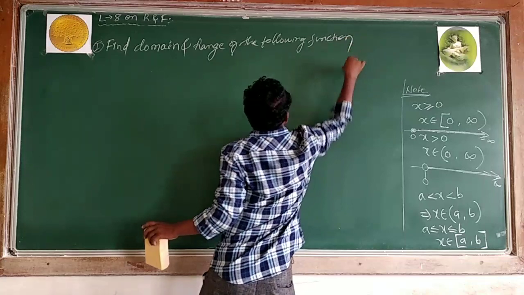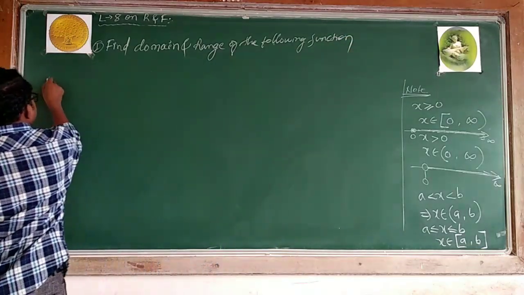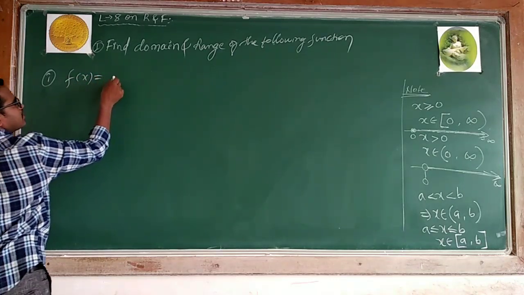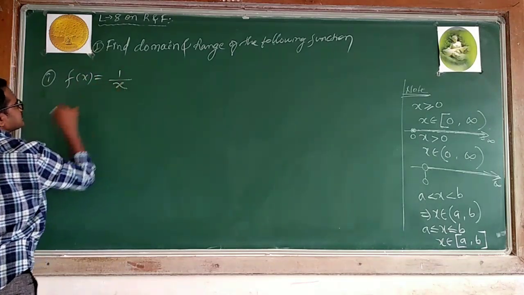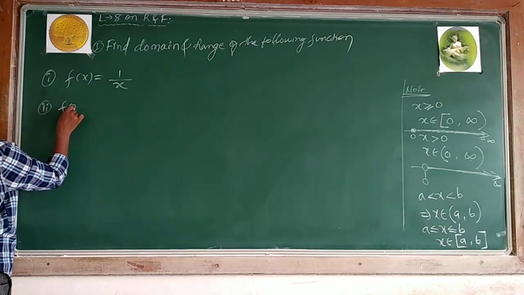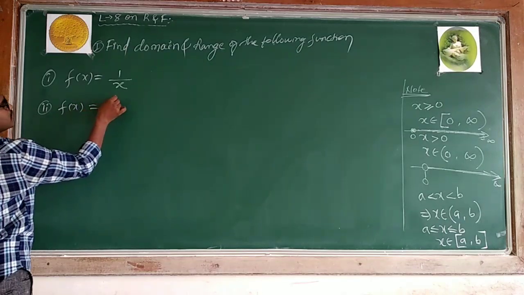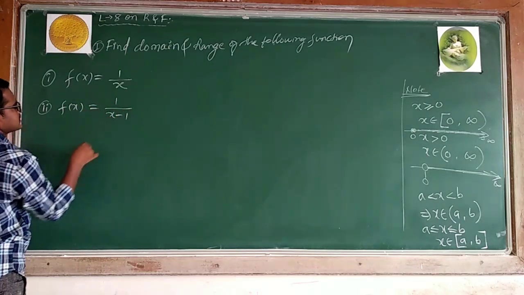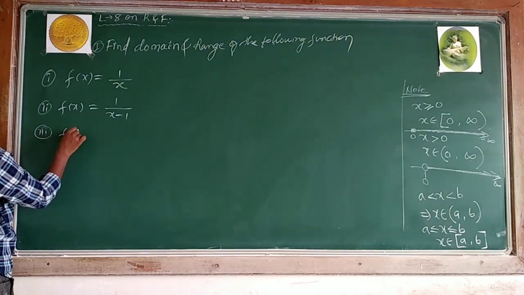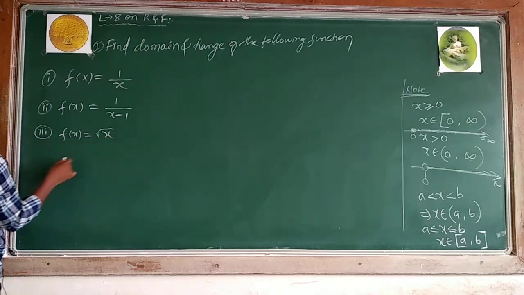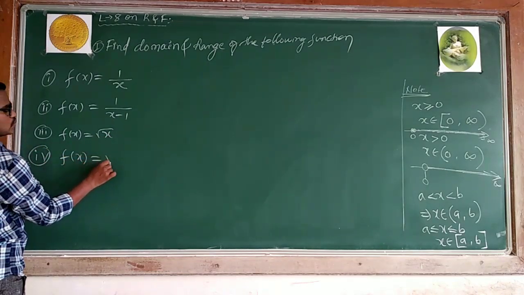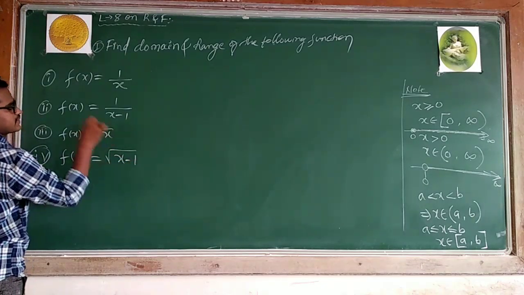First function, I will take f of x is equal to 1 by x. Second function, I am taking f of x is equal to 1 divided by x minus 1. Listen to me. Third one, I am taking f of x is equal to root x. Fourth one, f of x is equal to root of x minus 1.